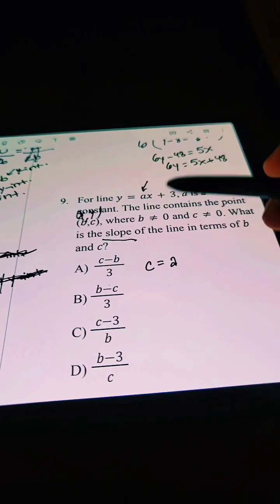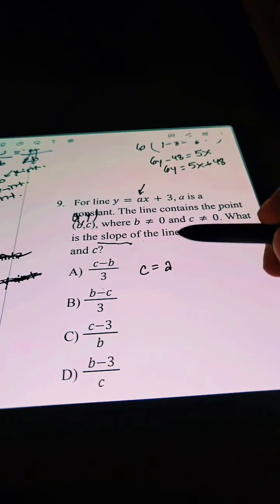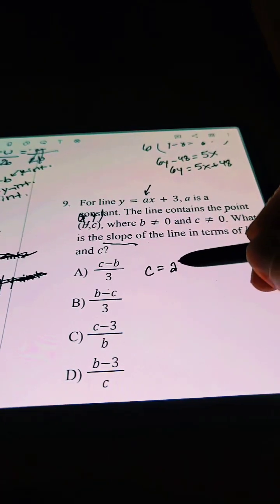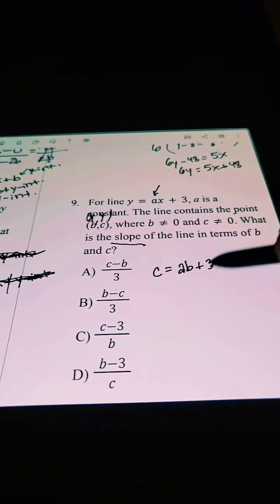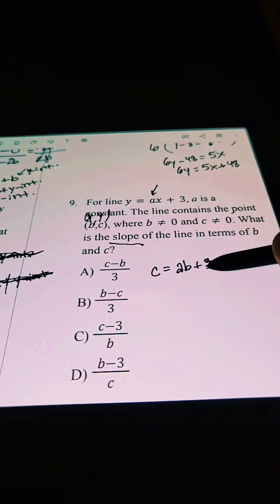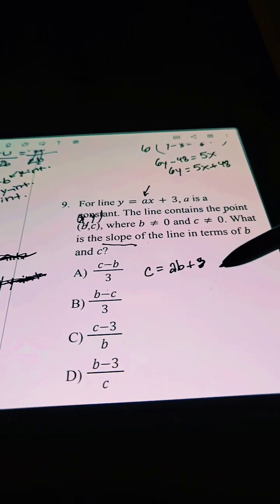That's supposed to be an a. I know I kind of write them like twos, sorry. And then my x value is going to be b, so a b, and I'm going to say plus 3. That was a terrible 3. That's supposed to be a 3.